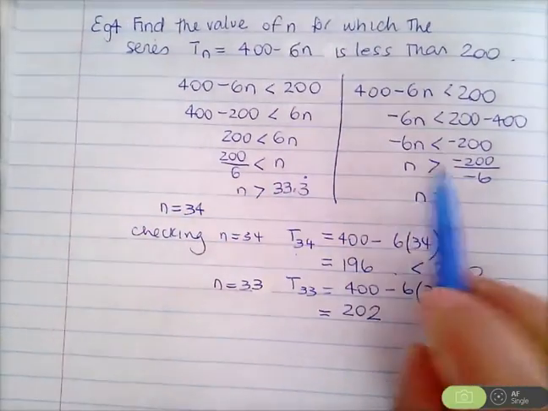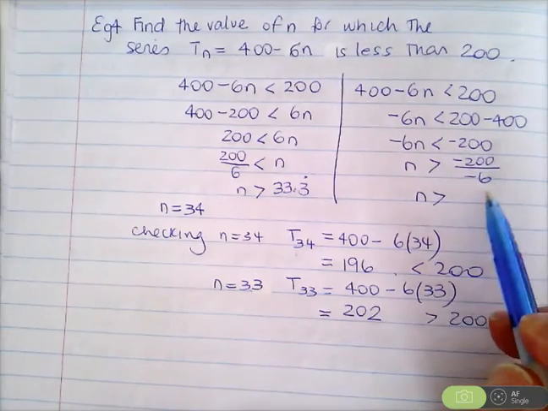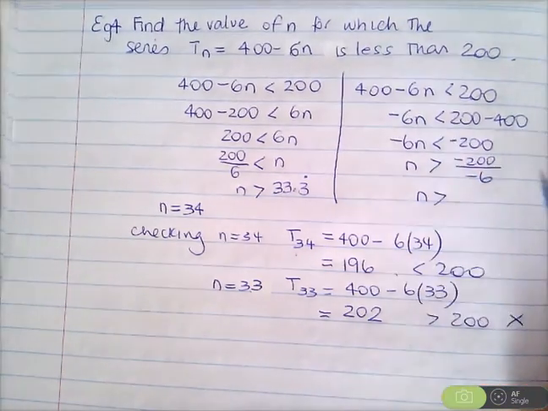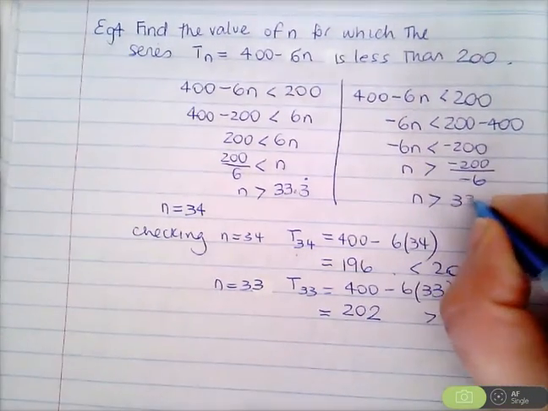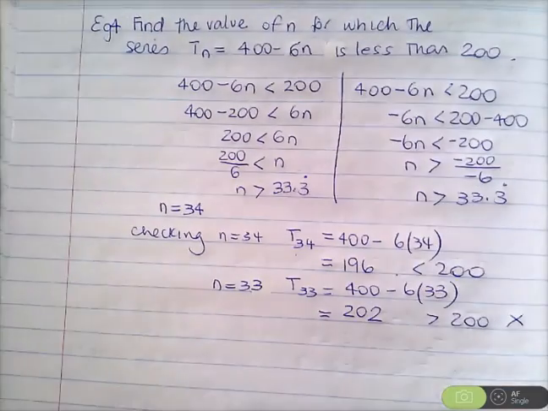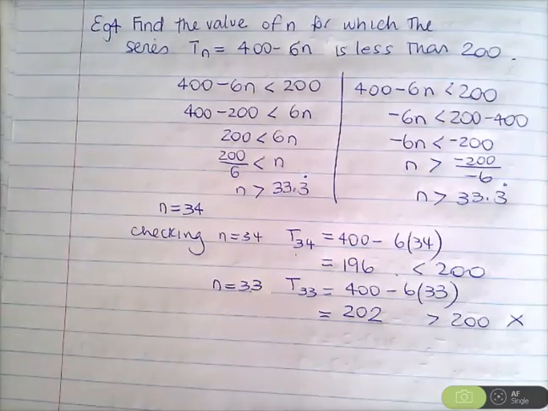So therefore n won't be less than negative 200 over 6. It will be greater than negative 200 over 6. So n will be greater than 33.3 recurring. Again, giving you the answer of n is 34.